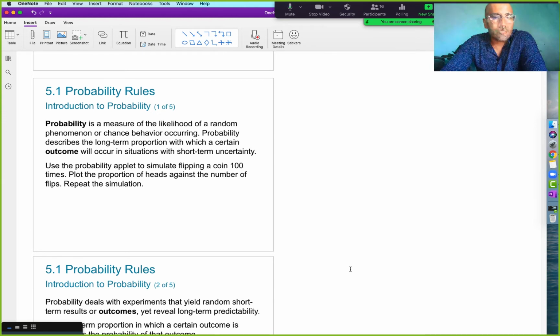Okay, so probability rules. Probability is the measure of the likelihood of a random phenomenon or chance behavior occurring. Probability describes the long-term proportion in which a certain outcome will occur in situations with short-term uncertainty. Okay, so there's this sort of duality that happens with a lot of phenomena, where in the short term there's a certain amount of uncertainty, but in the long term, or from a global perspective, there is a certain amount of certainty.